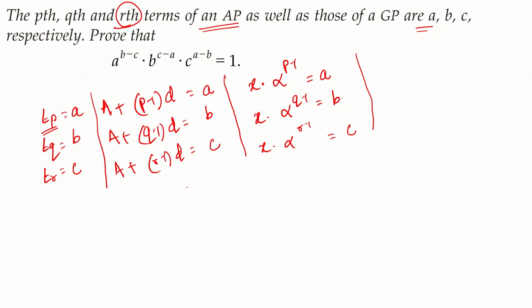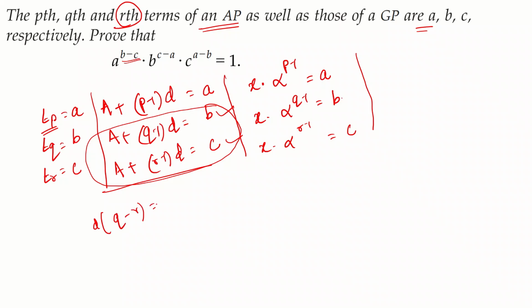So these are the facts in our hand. Now we need to prove that this thing holds: A to the power of B minus C times B to the power of C minus A, and so on. First, let's find out B minus C, which we can derive from these two equations. I subtract these two, so this equation minus this equation. A and A cancel out and I get D times (Q minus R) is equal to B minus C.